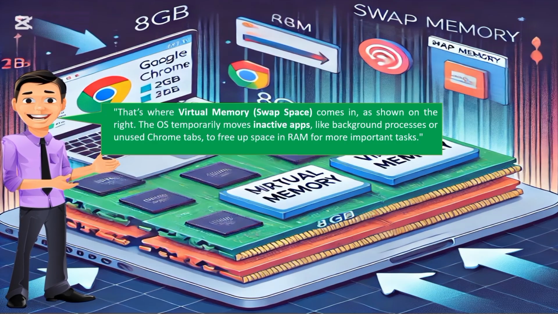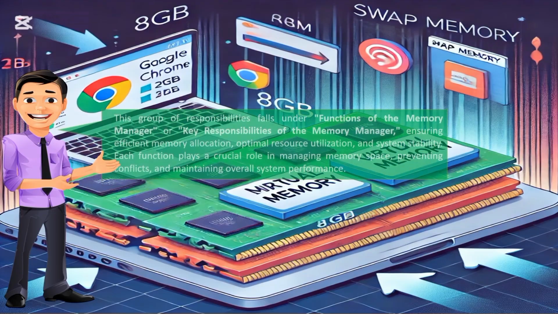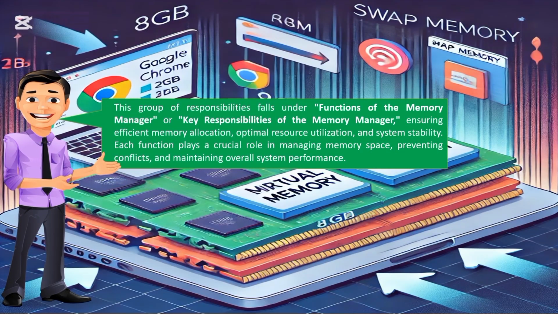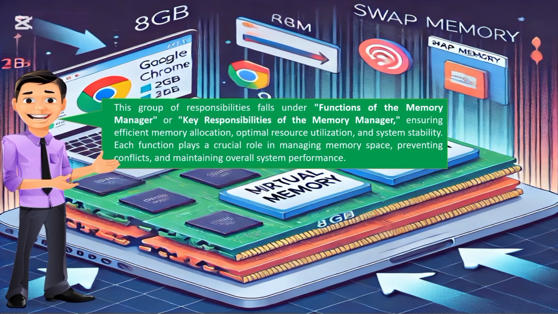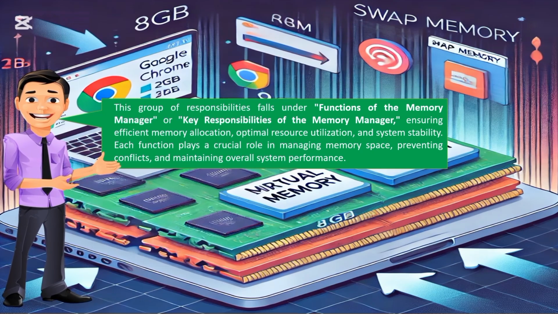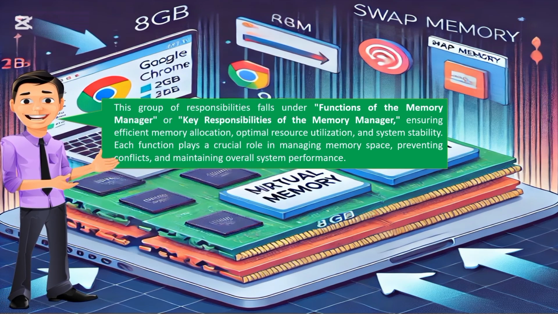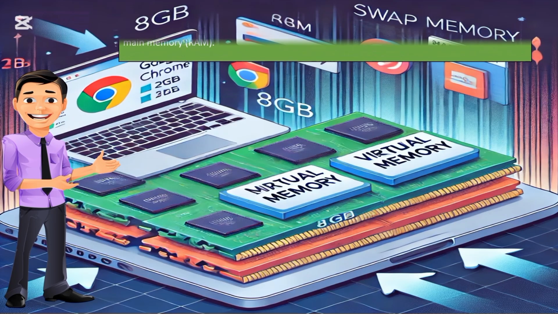more important tasks. This group of responsibilities falls under functions of the memory manager or key responsibilities of the memory manager, ensuring efficient memory allocation, optimal resource utilization, and system stability. Each function plays a crucial role in managing memory space, preventing conflicts, and maintaining overall system performance.